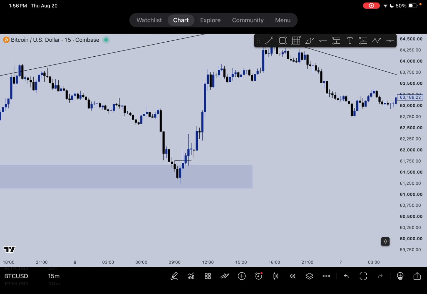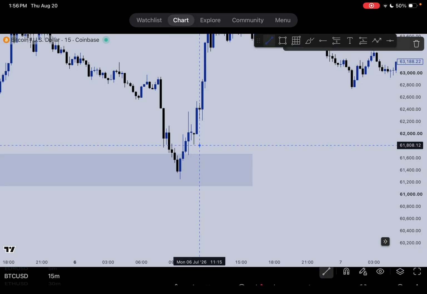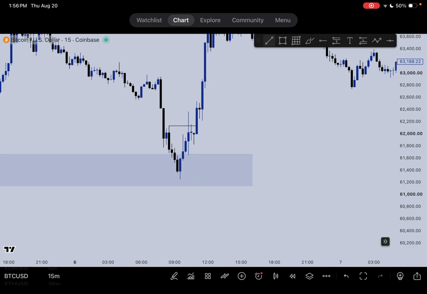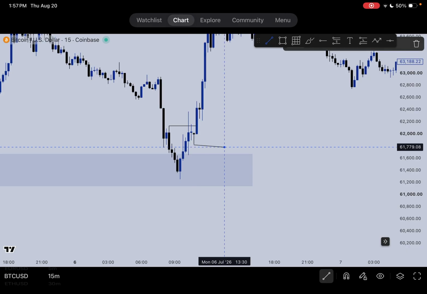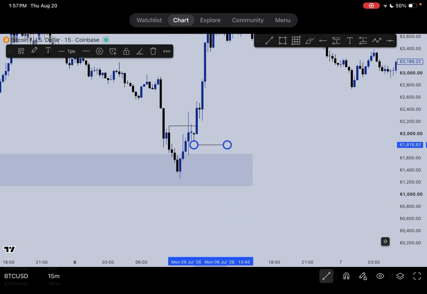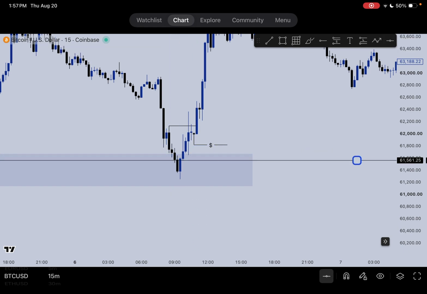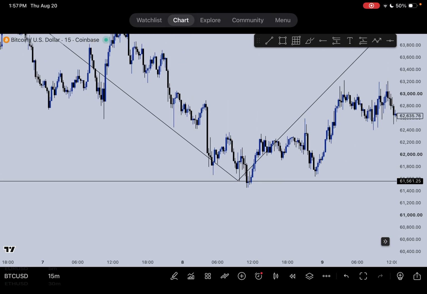We actually had a type B setup at this zone on the 15 minutes. The inducement came before the MSS. Yeah, this was the inducement. This is a type B setup. I will not be going deep into that one. Then the market came back to this order block, right? Let's see. Yes, that was what the market did.